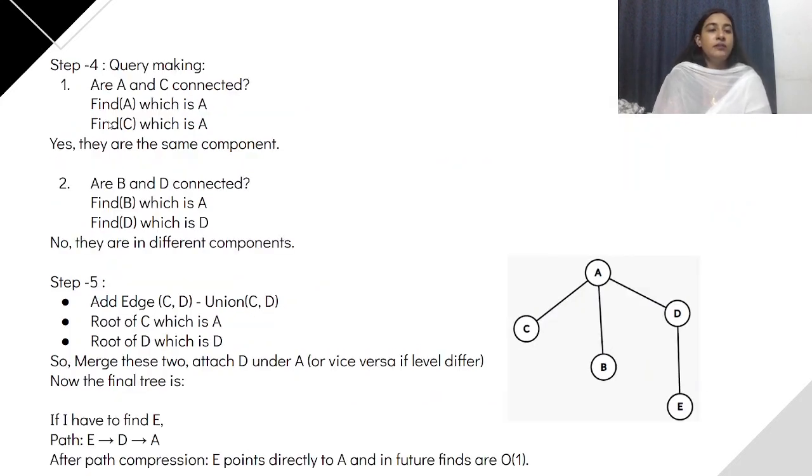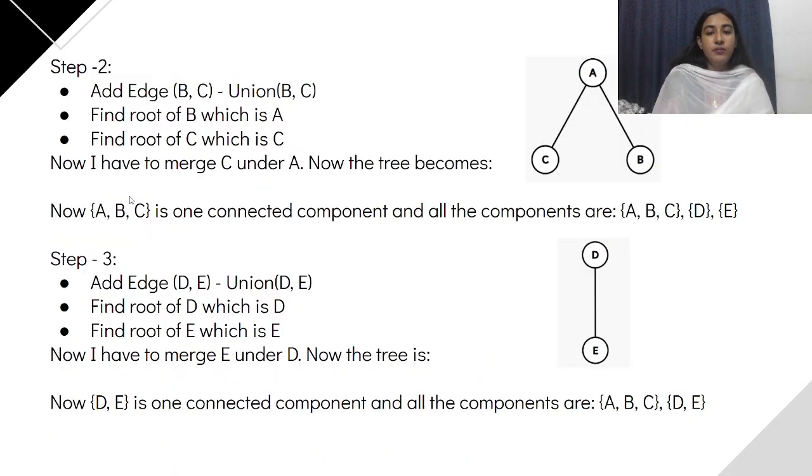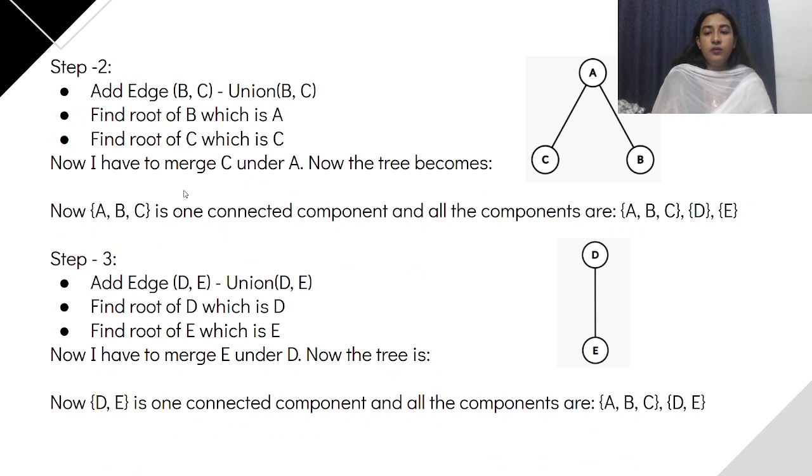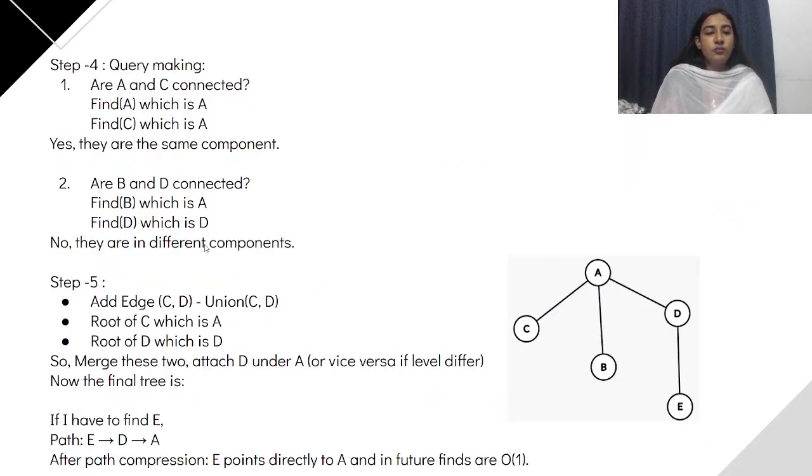Step 4 is query making. Is A connected to C? Then find A, which is A. Then find C operation, which is A. Yes, they are. Then we can show the result, which is yes, they are in the same component, because this is A and this is C. And is A and D connected? We see A and D are not connected. D and E are connected, and A, B, C are connected. So the result is no, they are in different components.